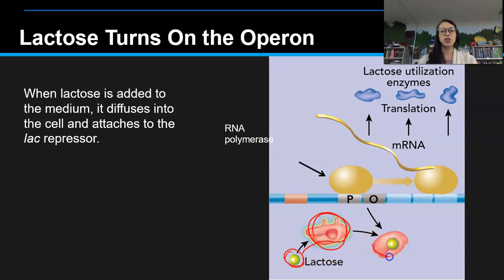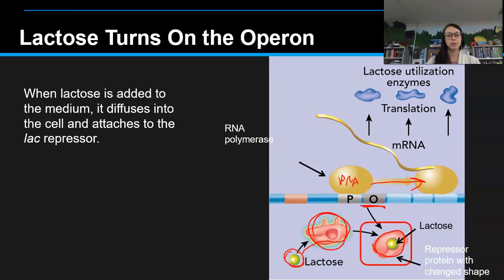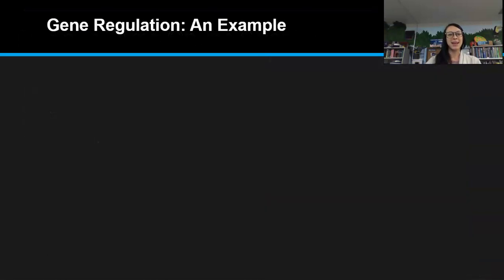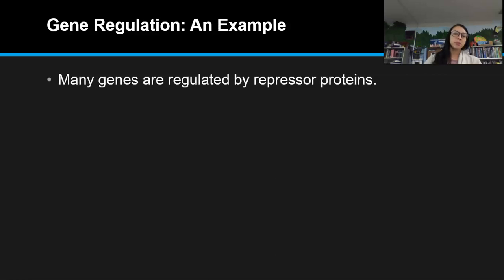It changes the shape, and since it changes shape, it can no longer bond to the operator. Since it is no longer bound to the operator, it cannot suppress RNA polymerase. Therefore, RNA polymerase can carry out transcription, making the special enzyme that is going to break down lactose.